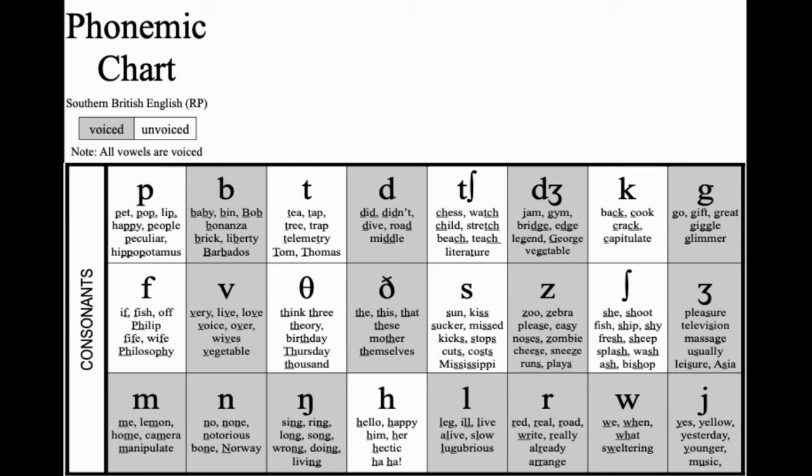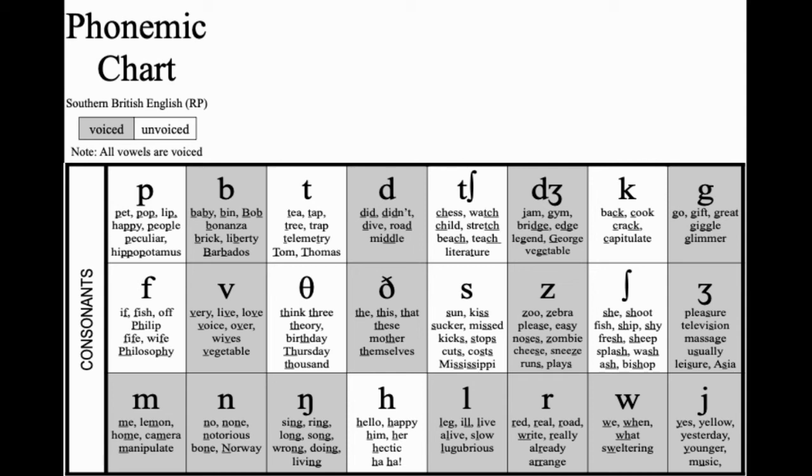The consonants that we have introduced are P, which is a voiceless, fortis, bilabial, plosive consonant, like in pet, pop, lip, happy, people, peculiar, hippopotamus. B is a voiced, lenis, bilabial, plosive consonant, like in baby, bin, bob, bonanza, brick, liberty, Barbados. T is a voiceless, fortis, alveolar, plosive consonant, like in tea, tap, tree, trap, telemetry, Tom, Thomas.